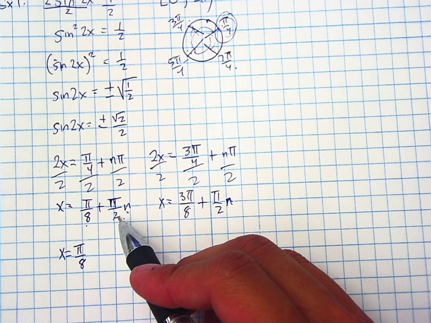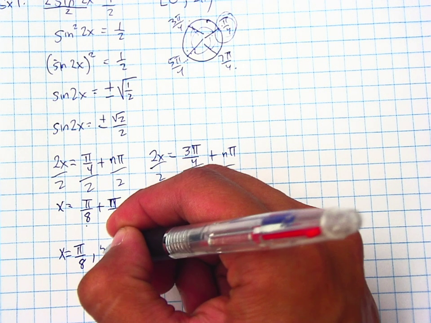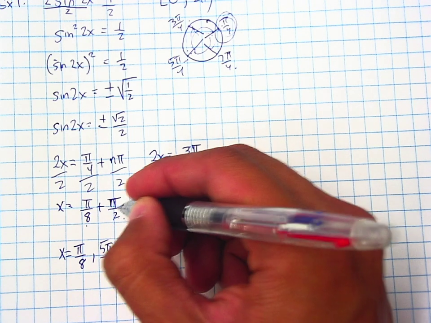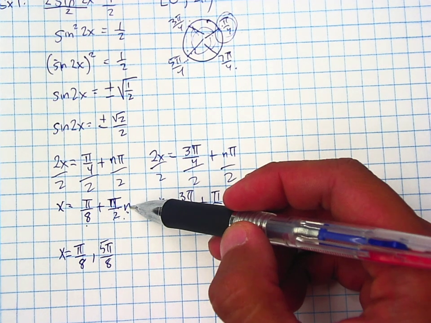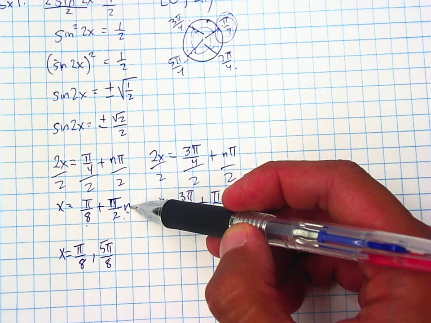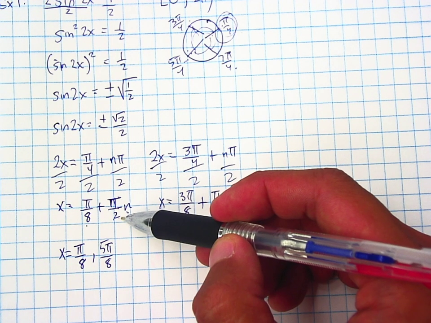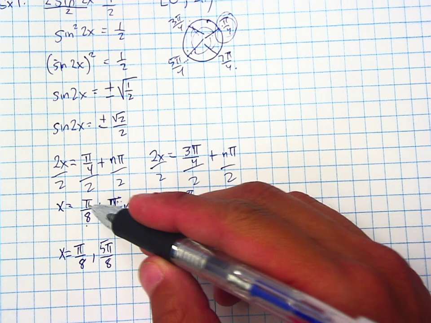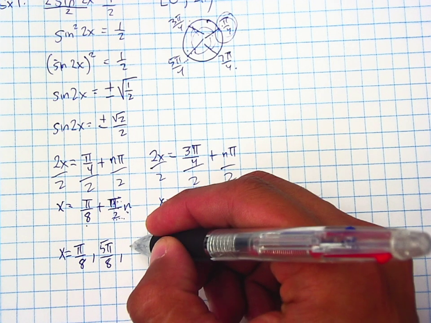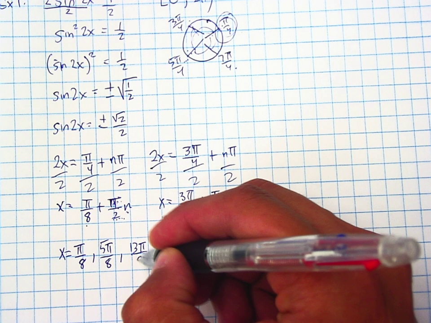I get a common denominator, so I will end up with 5 pi over 8, because this will end up to be 4 pi over 8. If I plug in 3, I'll have 3 pi over 2. If I multiply that, it'll be 12 pi over 8. So 12 pi over 8 plus pi over 8 is 13 pi over 8.